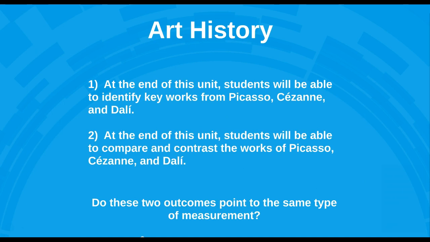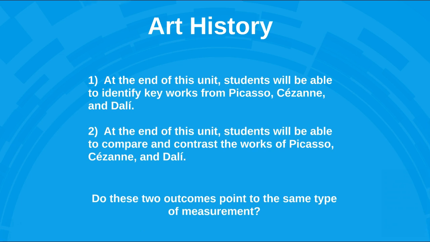At the end of this unit, students will be able to identify key works from Picasso, Cézanne, and Dali. At the end of this unit, students will be able to compare and contrast the works of Picasso, Cézanne, and Dali. Do these two outcomes point to the same type of measurement? What do we do when we identify versus when we compare and contrast?